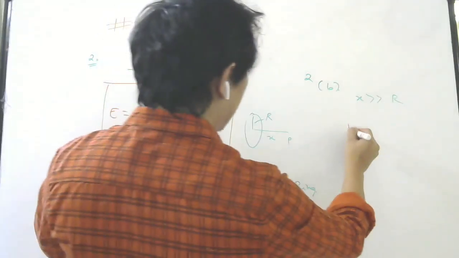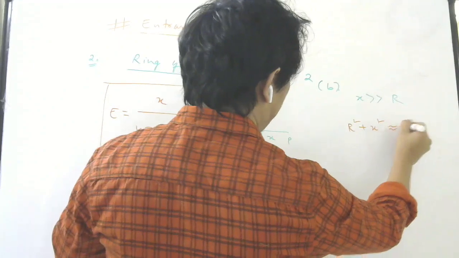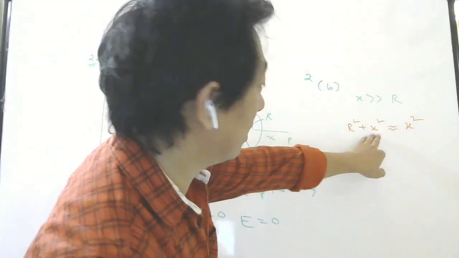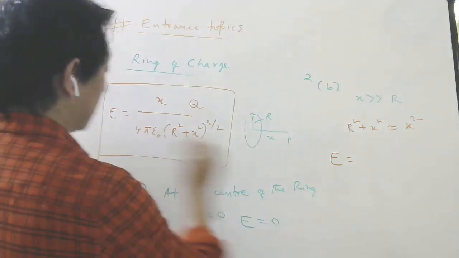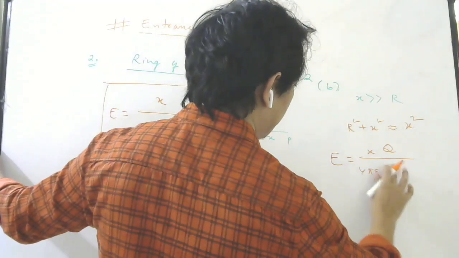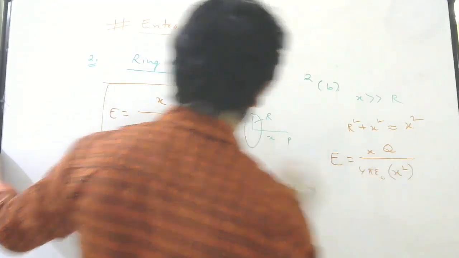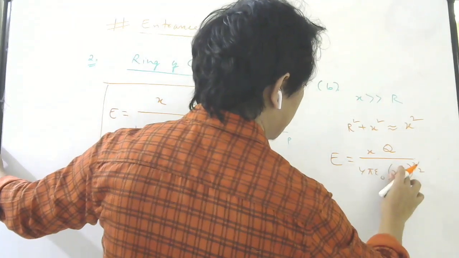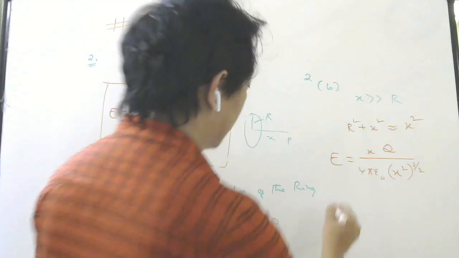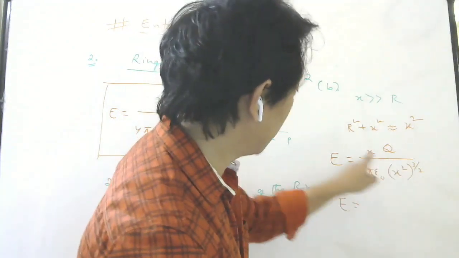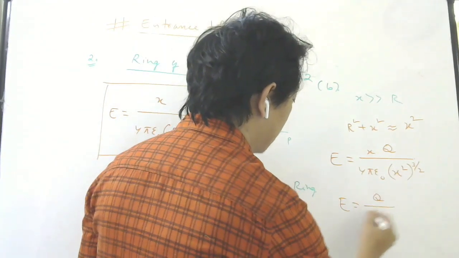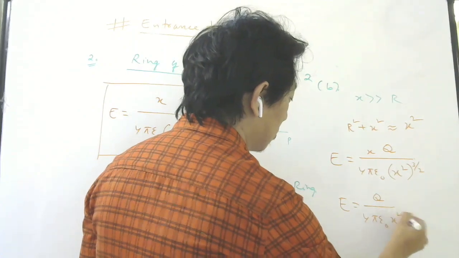So if x is very large compared to the radius, in the denominator, R square plus x square can be approximately x square, because x is very large, right? So this formula will become E equals x into q divided by 4 pi epsilon naught. R square plus x square will become simply x square. Power, what's the power? 3 by 2. So this power and this 2 will cancel. So you will get x cube. And here there is one x. So formula will be q divided by 4 pi epsilon naught x square.